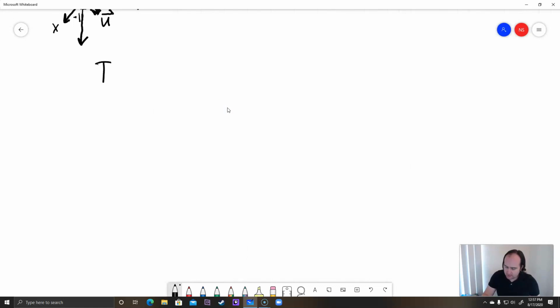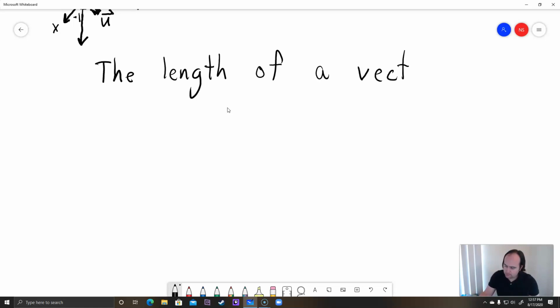So the length of a vector. Here we're going to call it vector v, which is going to equal capital AB. So it's going to start at point A and end at point B.